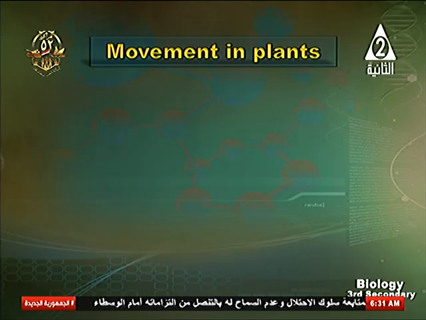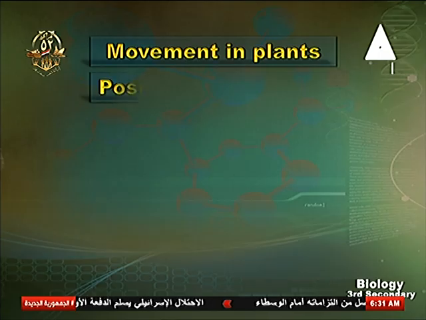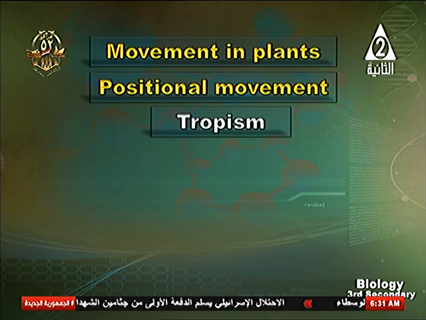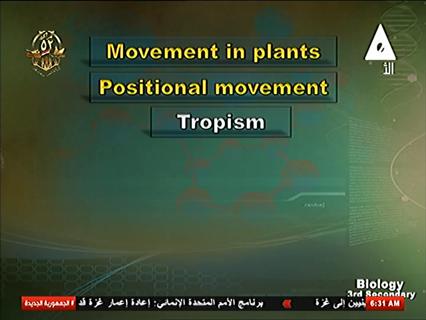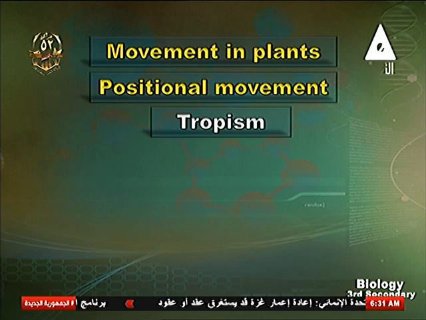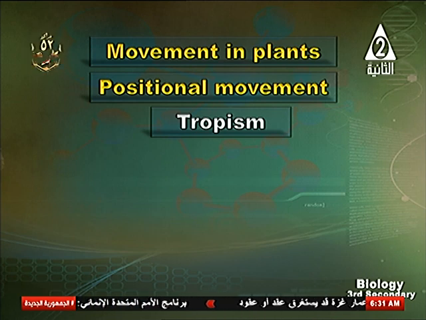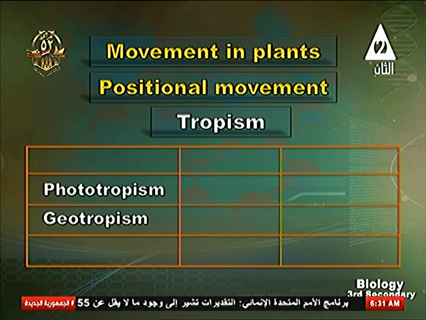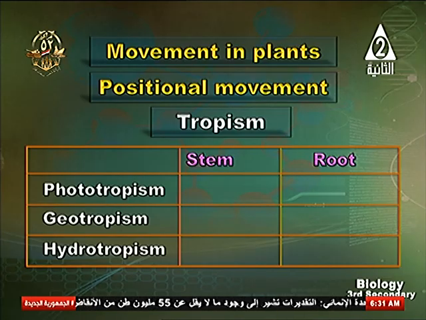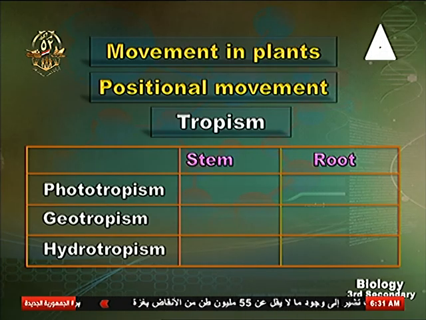Now another type of movement of plant you studied in the last year, which speaks about tropism. It is a positional movement. As you remember, we studied the tropism in stem and roots. There are a lot of types of tropisms, but you study only 3 types, which are phototropism, geotropism, and hydrotropism.